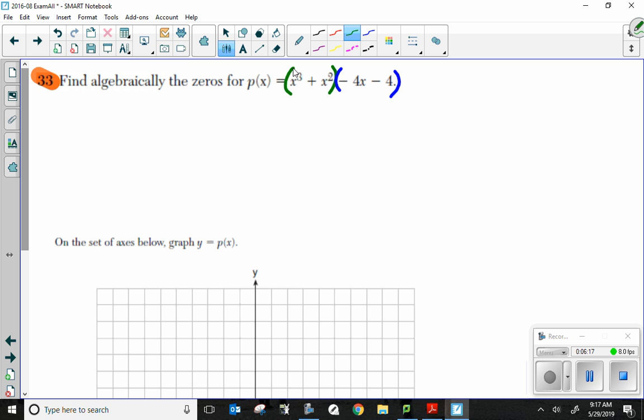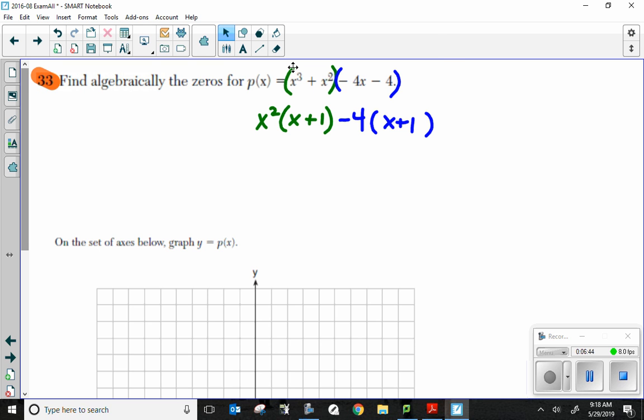And I'm going to factor these out. So what can I factor out of my green parenthesis? An x squared. That will leave me x plus 1 left. The whole point behind factoring by grouping is I want what's left in parentheses for both of these to be the same. So ideally, I want to take something out of the blue that's going to leave me x plus 1. And if I factor a -4 out, that's exactly what happens.